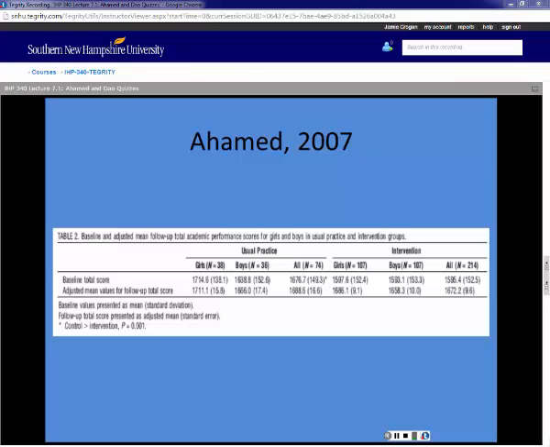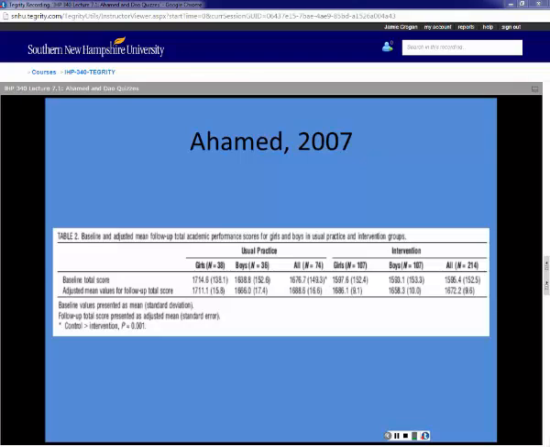They call it follow-up. So the first row of data are the baseline scores, and the next row of data are the adjusted mean values for the follow-up total score for this academic performance. Again, they're showing boys and girls, but then they also show all boys and girls combined for usual practice, and then all boys and girls combined for intervention also.